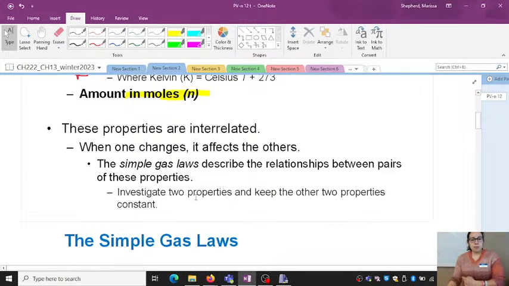And so this means that these properties are interrelated. So when one changes, it affects the others. And we'll look at this with these simple gas laws. So with these simple gas laws, we're just going to look at relationships between these pairs of properties.